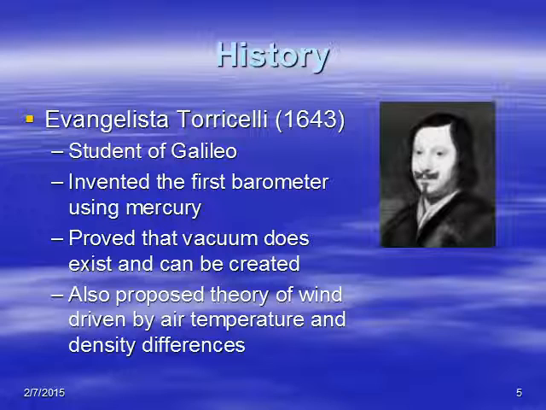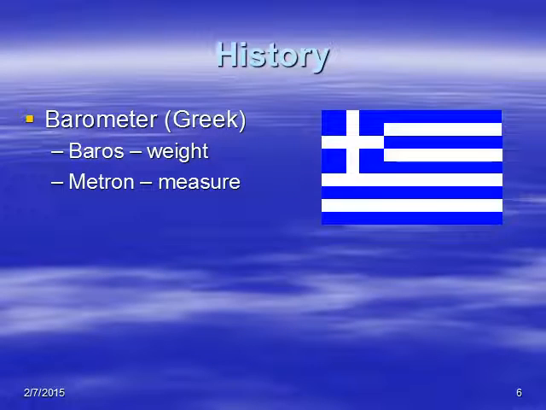And then also he had some ideas or concepts about wind. Specifically, he thought that wind was a result of air density differences across the Earth, and that was caused by temperature differences. Barometer, the word comes from the two Greek words baros, which means weight, and metron, which means measure. So what the barometer does is it measures the weight of the atmosphere. You can compare that, and its equivalent weight is measured in mercury.